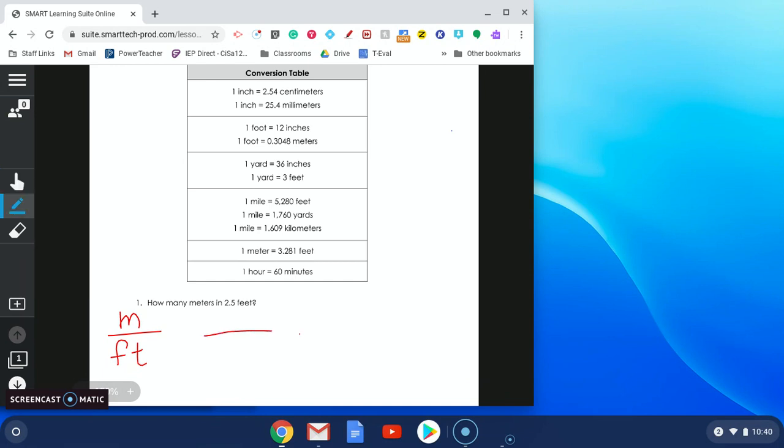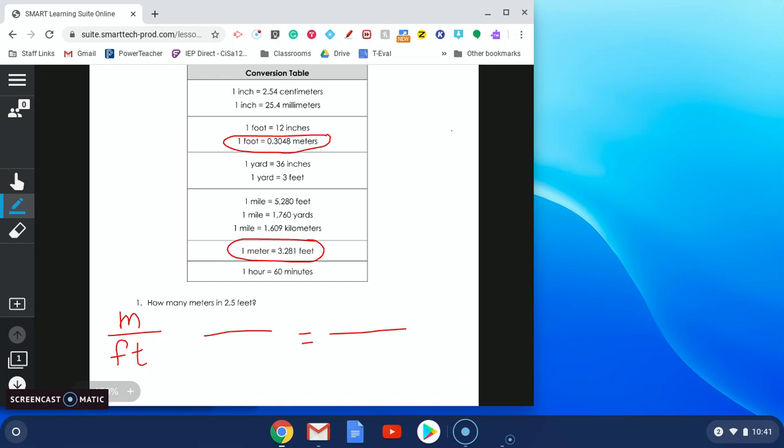So remember, we're going to set up a proportion to solve this problem. And I need to look to see how are meters and feet related? So in the conversion table, where do they go together? And in this conversion table, I actually see 2 places. I see right here, it says that 1 foot is equal to 0.3048 meters. And then I see here 1 meter is equal to 3.281 feet. So that might be confusing to you, like which one do I use? The answer is it doesn't matter which one you use. You can use either of them. So you'll pick which one you want to use for your own preference.